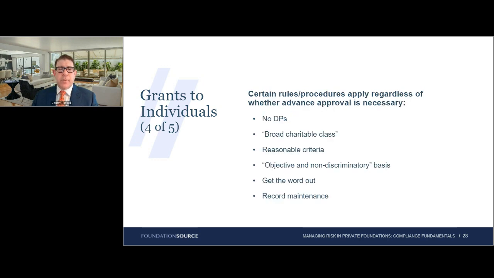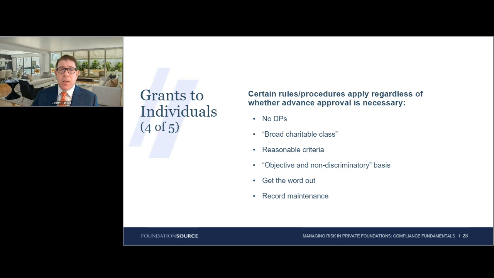Now, there are a number of universal rules that apply when making grants to individuals, regardless of whether advance approval is necessary. First, in no event can a foundation make a grant to a disqualified person, an insider, as self-dealing would result. And maybe people are surprised that that's true, despite the grant's charitable nature. Even if it's indisputably charitable, it doesn't matter. You can't do it if it's self-dealing.